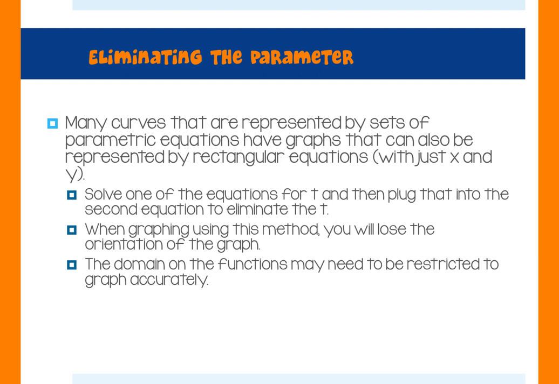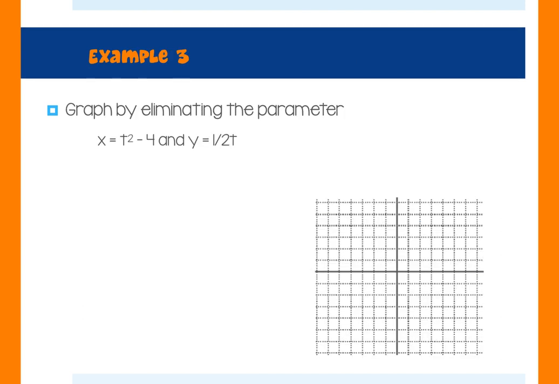So we're going to, again, take one of the equations and solve it for t. You get to choose. Hopefully one's easier than the other, but it doesn't really matter. Then take whatever that expression is and plug it into the other equation in place of t, just like we do with substitution. When you're graphing, you'll lose the orientation of the graph, and lastly, the domain of the function may need to be restricted to graph accurately. So you're going to get things like square roots where you would have to restrict your domain. All right, so we're going to graph by eliminating the parameter.